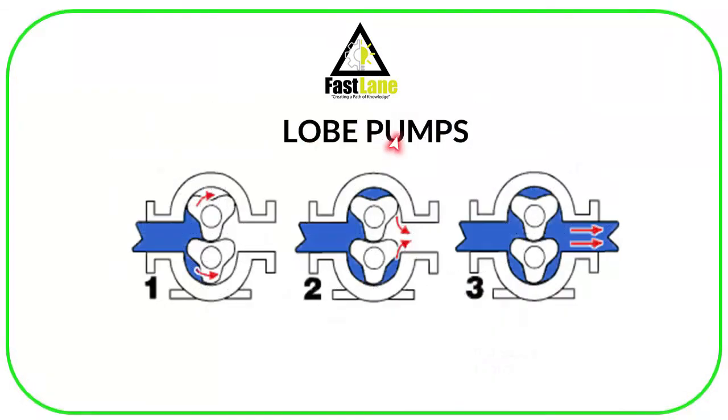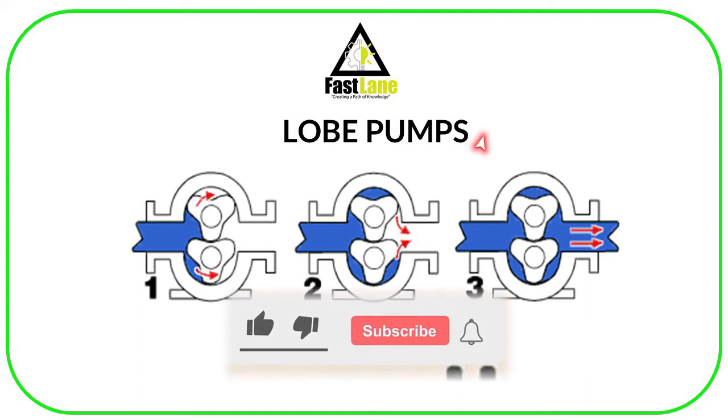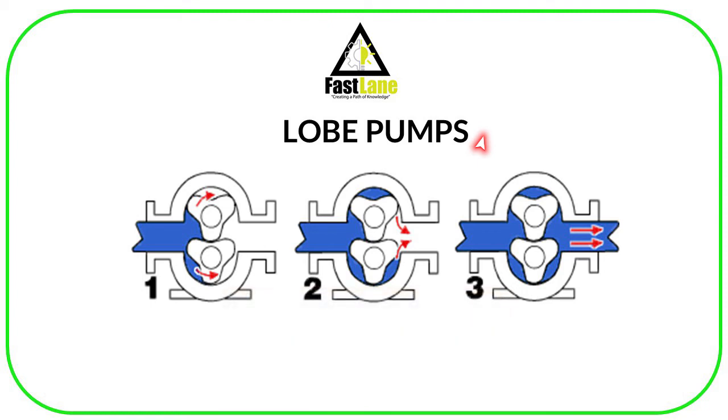Let's look at lobe pumps. A lobe pump has a working principle that is similar to that of an external gear pump. It consists of two rotors, which are called lobes, instead of gears. One is the driver and the other is the driven. The lobes do not make any contact like the ones in the external gear pump. The lobe contact here is prevented by an external timing gear.